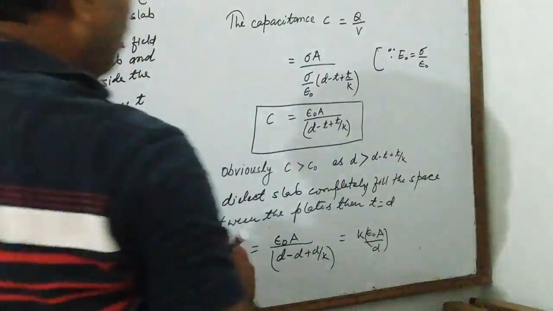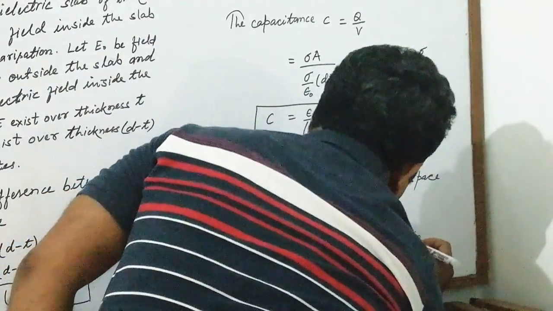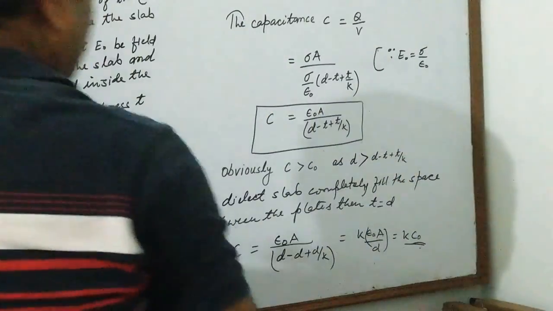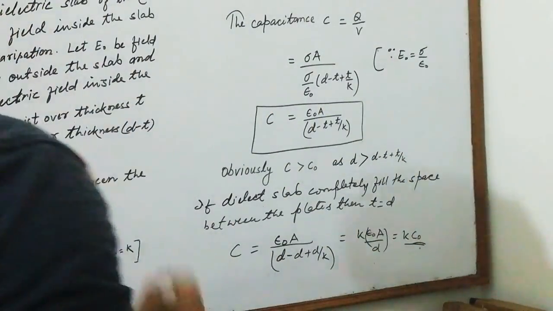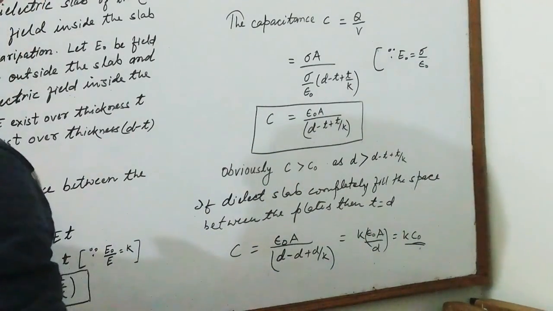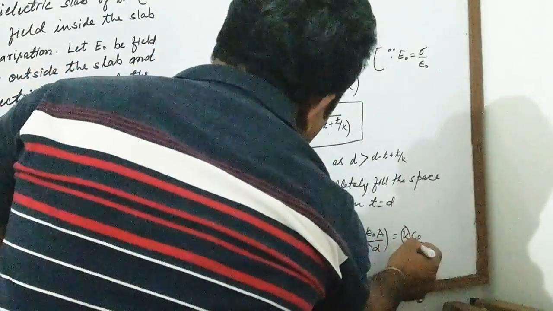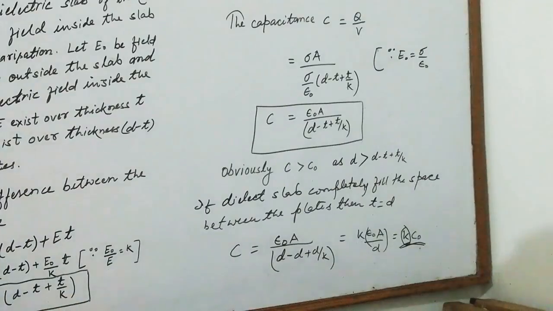What is epsilon naught A by d? That is C naught. So K epsilon naught A by d is K C naught. So if the dielectric slab completely occupies the space between the plates, then the capacitance increases K times. The capacitance increases K times. That's all.